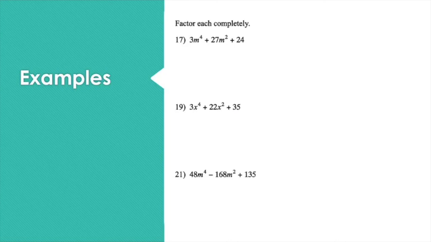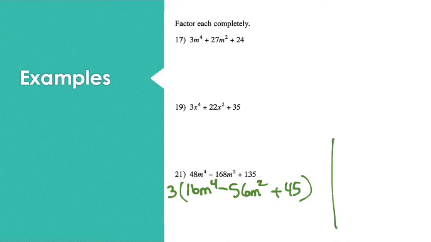Can I take anything out of these three? Yes. If you keep trying for a little while, you'll notice that 3 comes out of all 3 of them. And if I take a 3 out of 48, I'm going to get 16. 168 divided by 3 is going to be 56. And 135 divided by 3 is going to be 45. Now I'm going to do the box method on this.